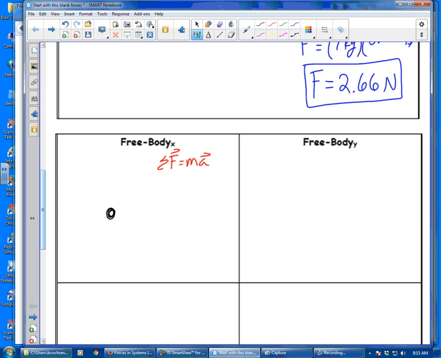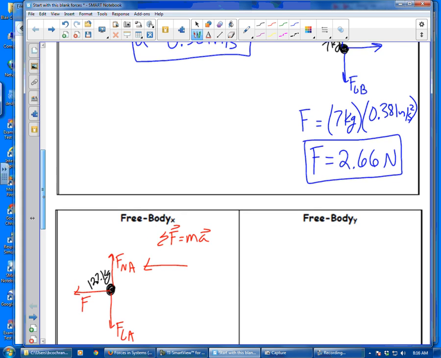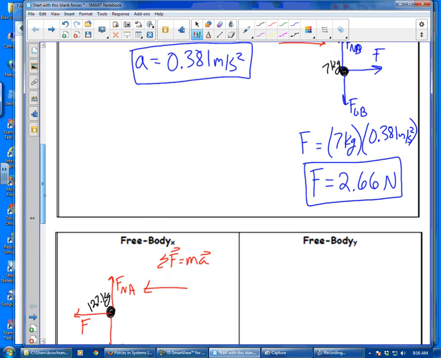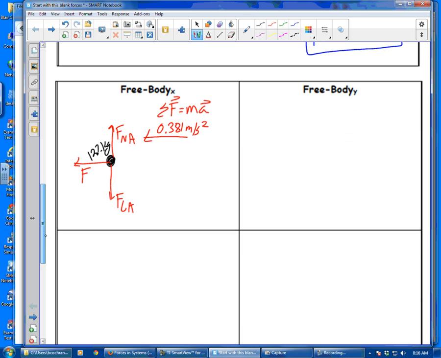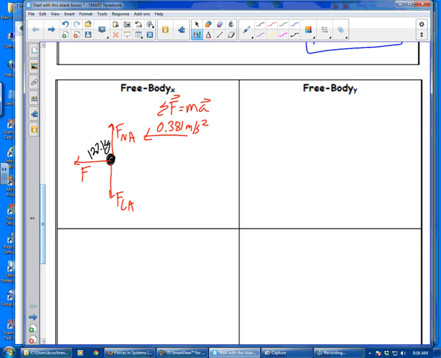Again, doing that equation graphically of the 12.7 kilograms. I have F, FGA, FNA, same acceleration. So my acceleration is still 0.381. On the system, all that happened was we changed direction. We didn't change the inertia, we didn't change anything else.